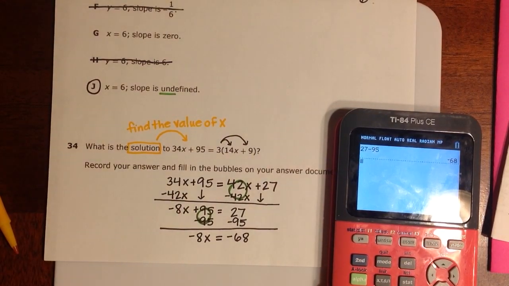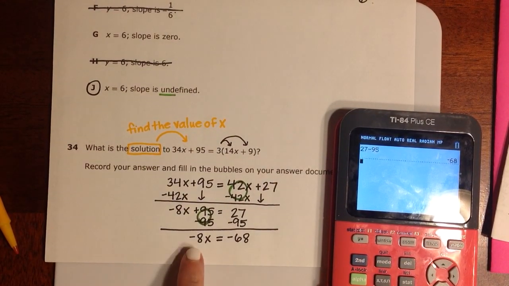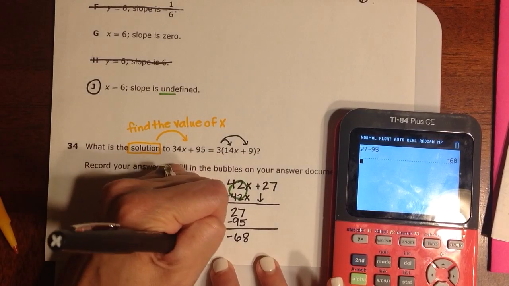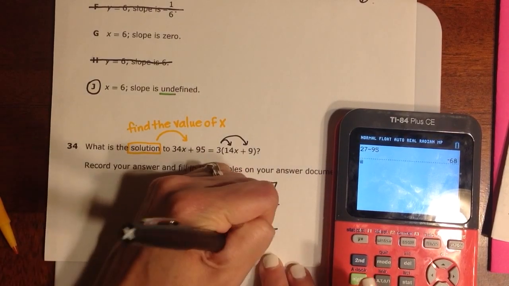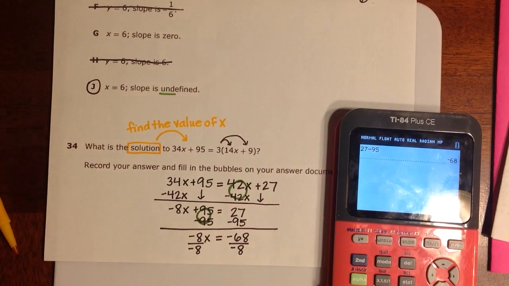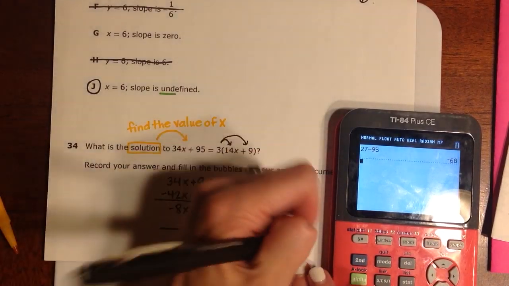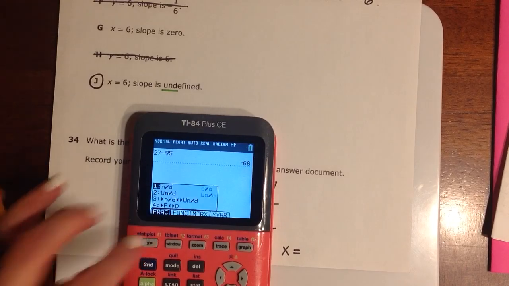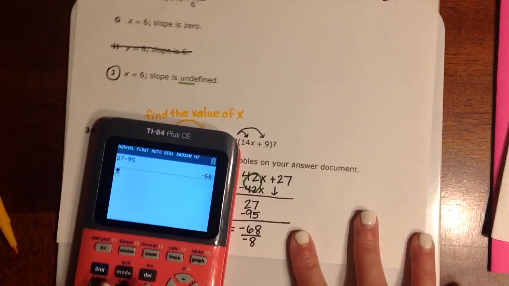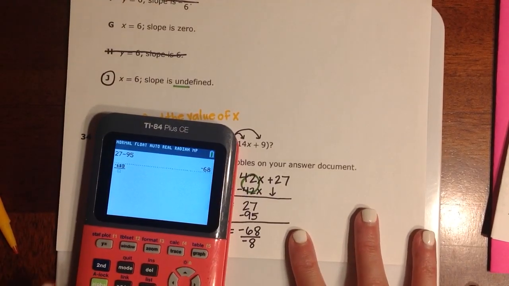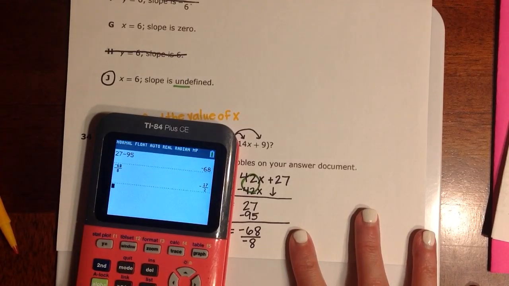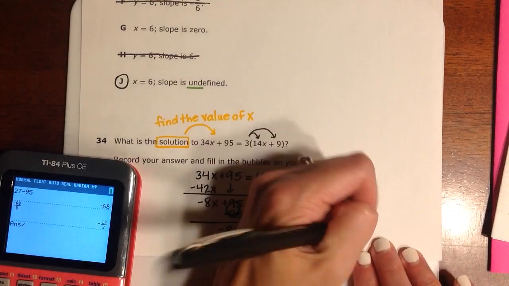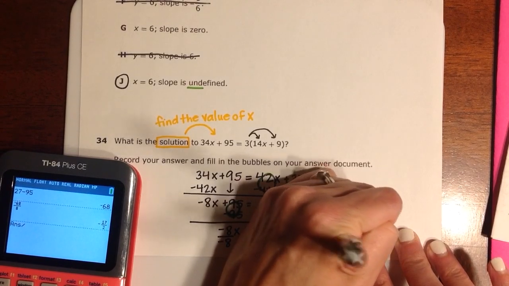And now I want to figure out what is the value of 1x. So I want to make this a positive one. I have to divide negative 8 by itself, which means I'm dividing both sides by negative 8. And so now I've gotten 1x equals, so x equals, and now I want to see what 68 over 8 is. So I'm going to do negative 68 divided by 8, and that is equal to negative 17 halves. Negative 17 divided by 2.